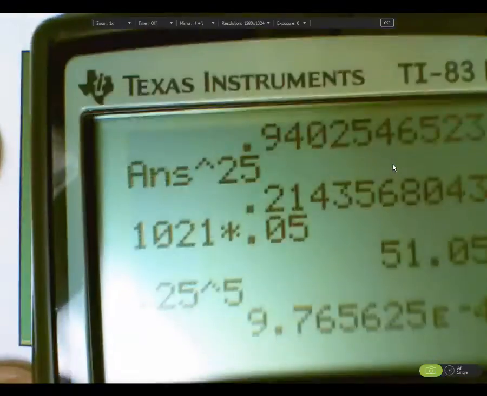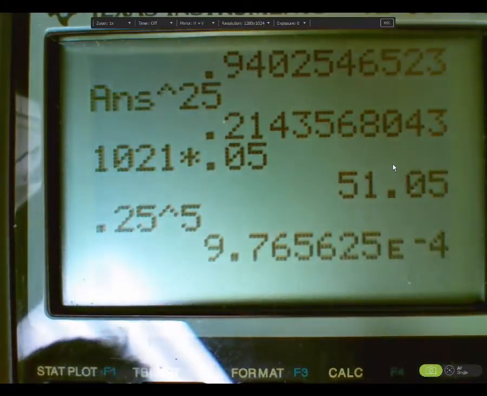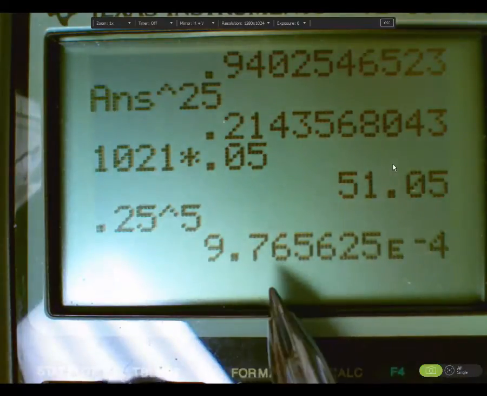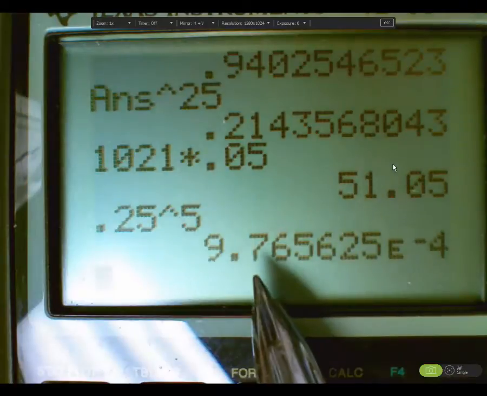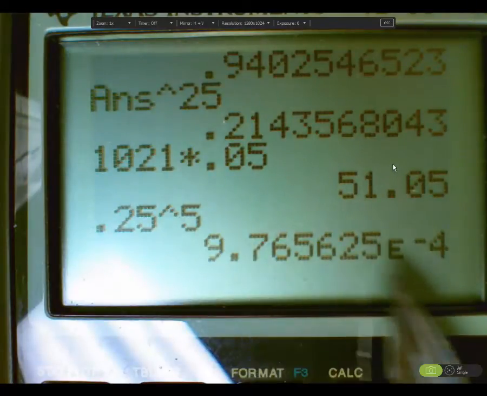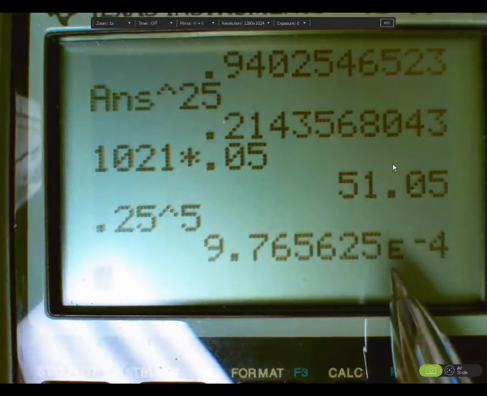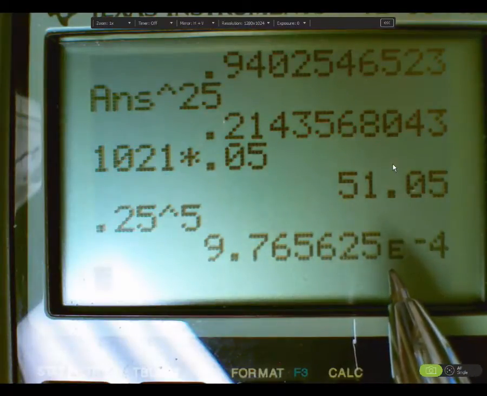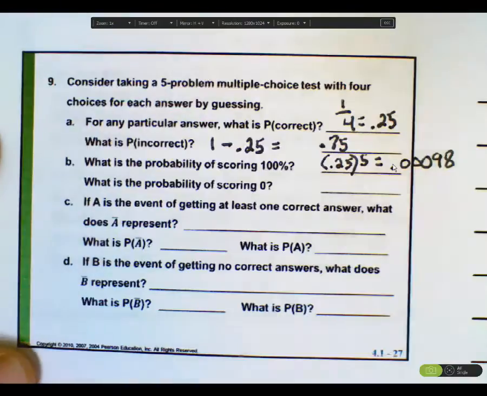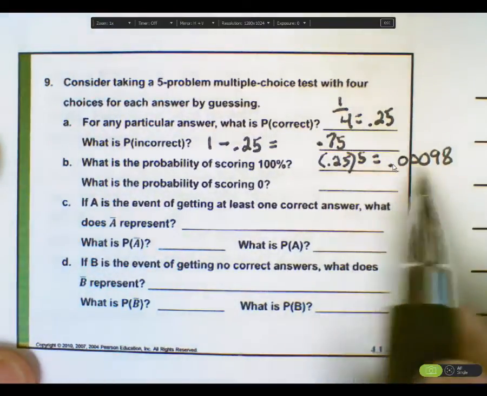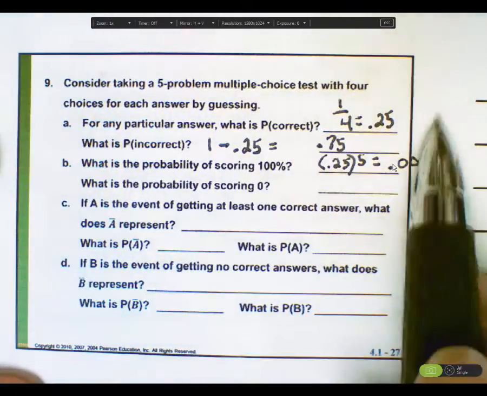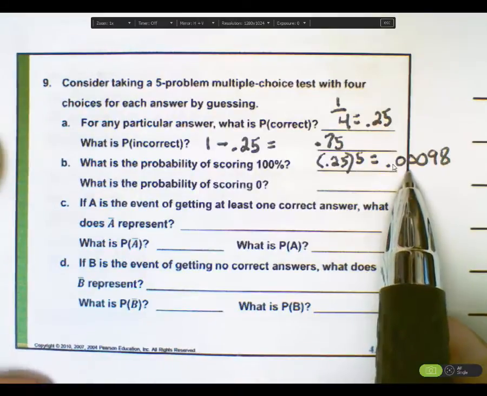Now notice on my calculator that came up with an E in it, but I know that 9.8 can't be a probability. Probabilities are always between 0 and 1. So that E reminds me this is in scientific notation. Move my decimal 4 places to the left. That's why I added 3 zeros and then rounded 2 decimal places after that. There's not a very good chance that I'm going to make 100 on a multiple choice test where I'm just guessing.